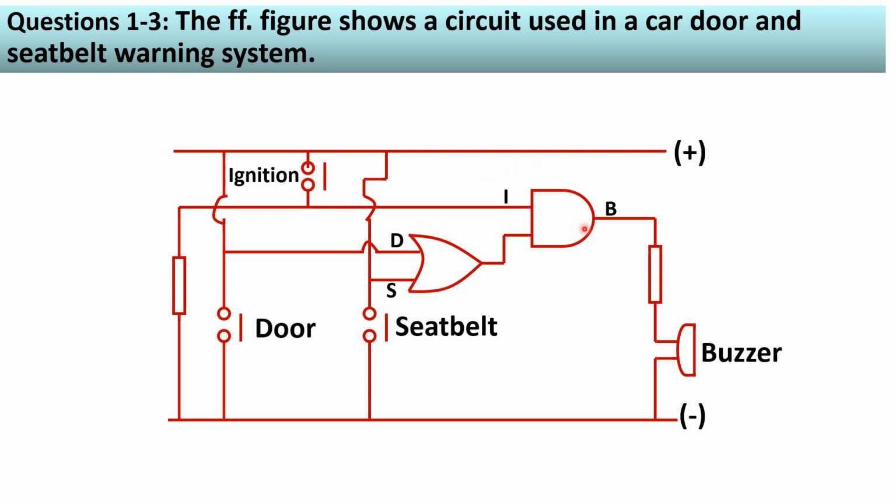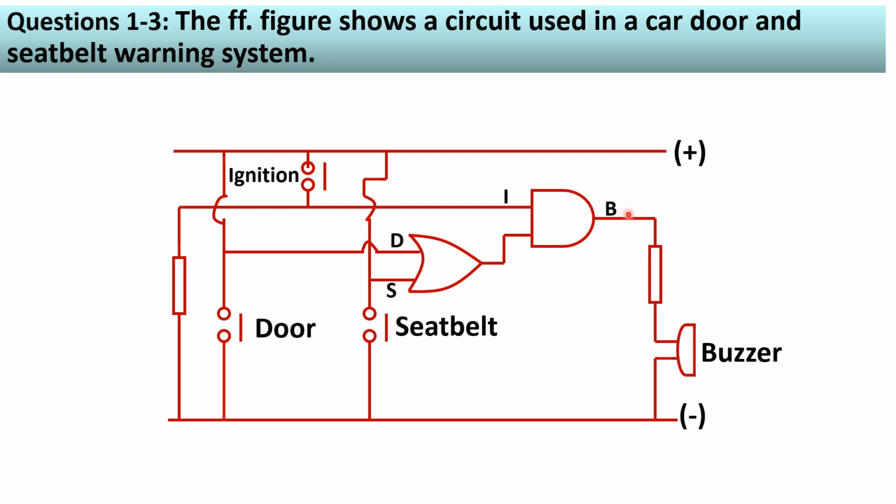Now, there's a second gate, an AND gate, and that input represents the ignition, because over here you have the ignition switch. So when this switch is closed, that means there is current that is able to flow into the AND gate, and that is represented by the terminal I. The output of the AND gate is labeled B.